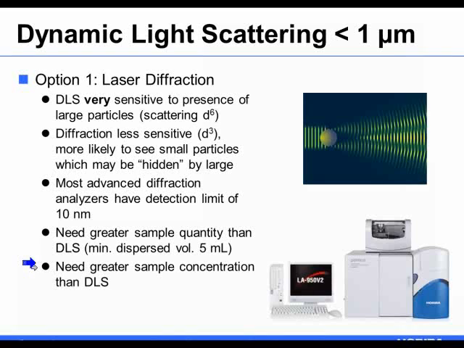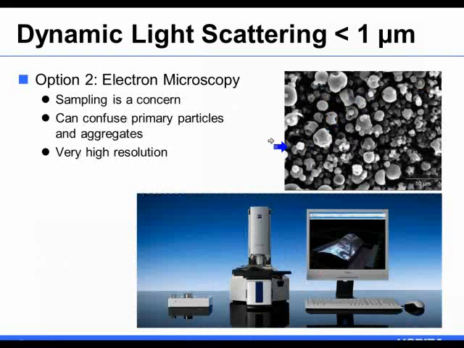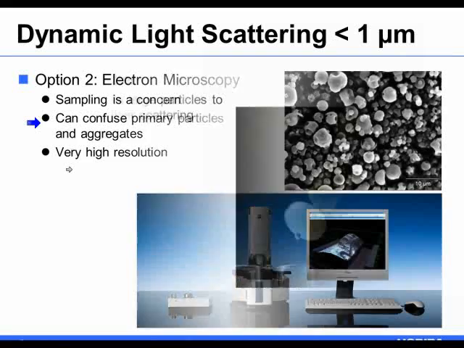That said, it's the easiest way to do it. This is a simple measurement. It's very fast. And if you get a result that's in any way, shape, or form similar to DLS, then you can trust the DLS result. Second option, again, is electron microscopy. This is just a copy of the slide for laser diffraction.